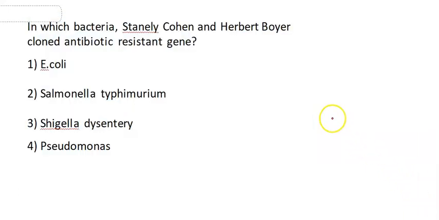We can take the second question. In which bacteria did Stanley Cohen and Herbert Boyer clone the antibiotic resistant gene? Very good question and also based on our NCERT textbook. Option 1 E. coli, option 2 Salmonella typhimurium, option 3 Shigella dysenteriae and option 4 Pseudomonas. Here I am marking a point: cloned.